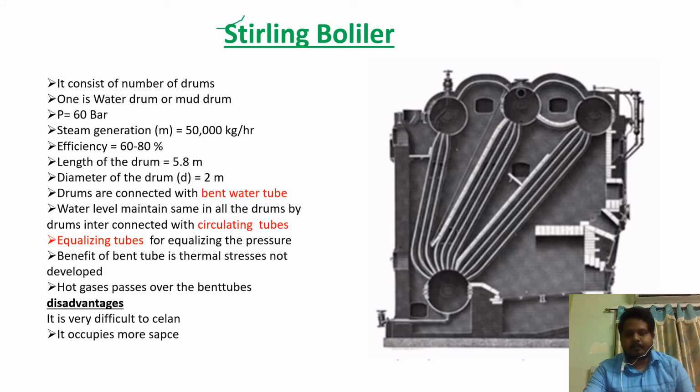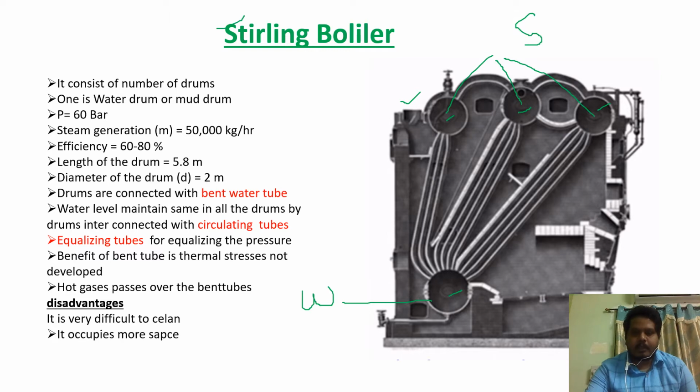Stirling boiler, it is a type of water tube boiler. As you can see here, it consists of a number of drums: 1, 2, 3, 4. The bottom drum is a water drum. The top 3 drums are steam drums. In this particular model, it has only one water drum. It may have more than 2 depending on steam generation.